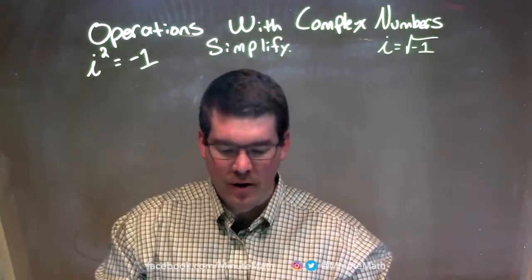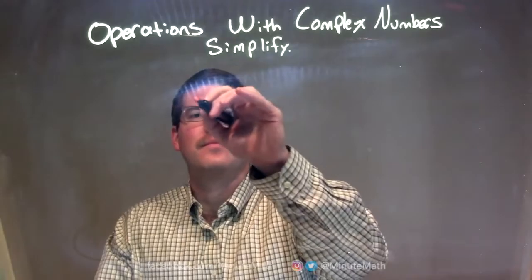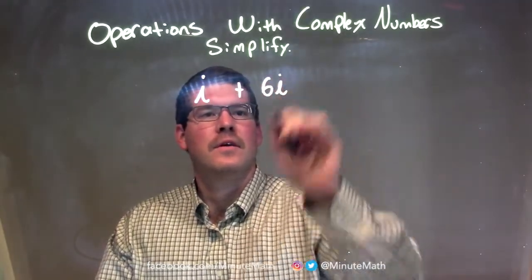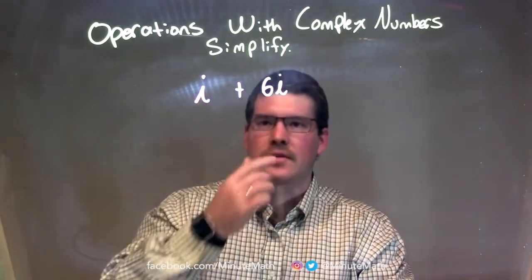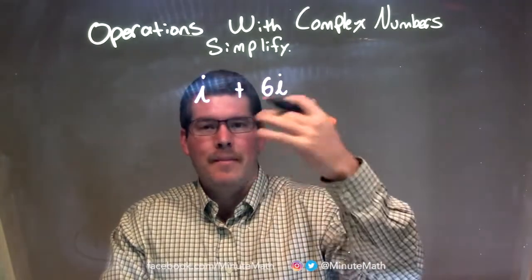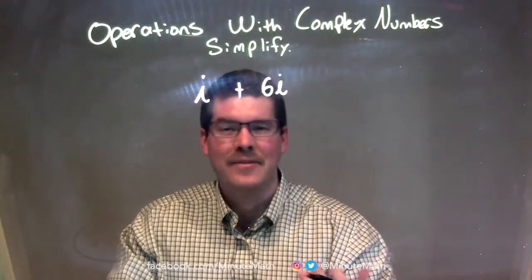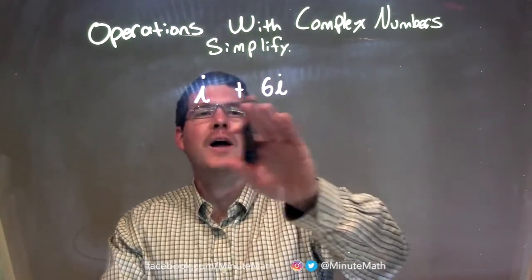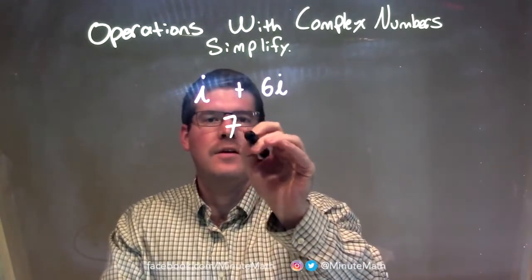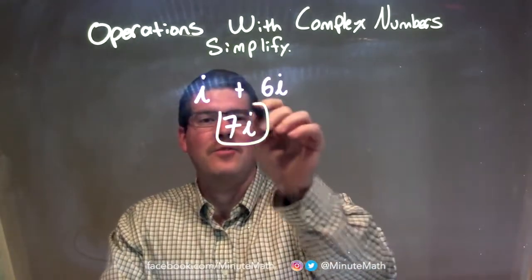We're going to simplify. So, I was given this problem: i plus 6i. I needed to simplify that. Since we have an i, and i being imaginary, i and 6i together can act similarly to a variable, okay? So if we have 1i and 6i's, we have 7i's. That's all we have to do. Our final answer is just 7i.